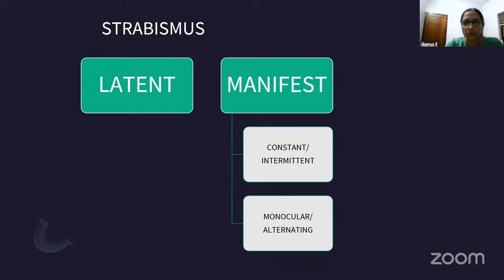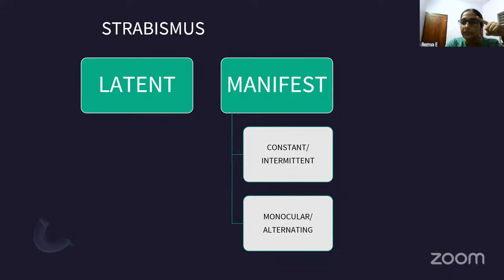Sometimes when you see the child, he is ortho; sometimes when you see the child, he is squinting. So that is intermittent squint. And it can be either monocular or alternating. Monocular means always one eye is deviating, always the right eye is esotropic, or always the left eye is exotropic. It is because the child is fixing with only the other eye. That is monocular squinting. This is important because alternating means it alternates.